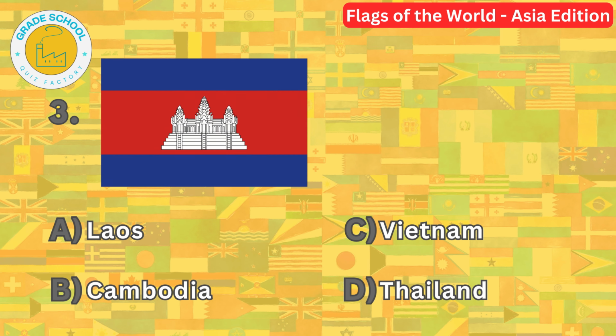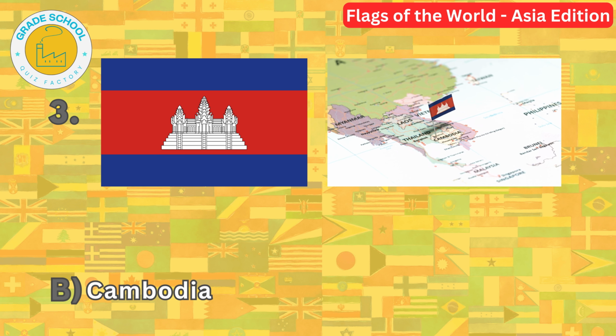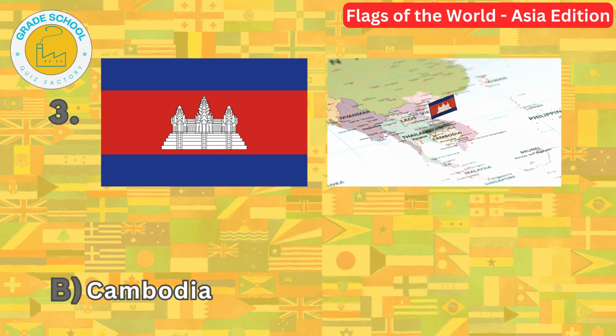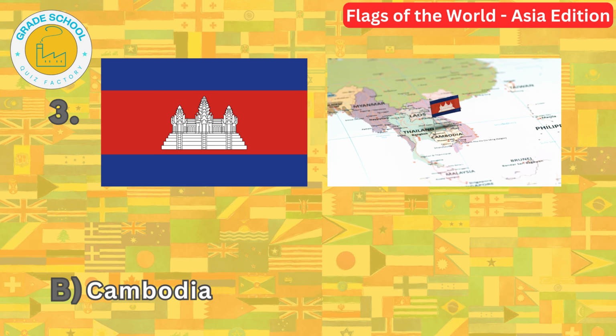Number 3. The correct answer is letter B. The flag of Cambodia features 3 horizontal bands of blue, red, and blue, with a depiction of Angkor Wat in the center. Angkor Wat is a temple complex and a symbol of the country's history and culture.